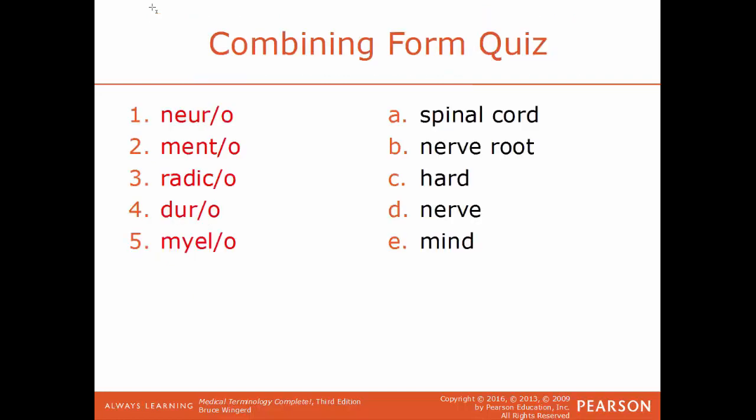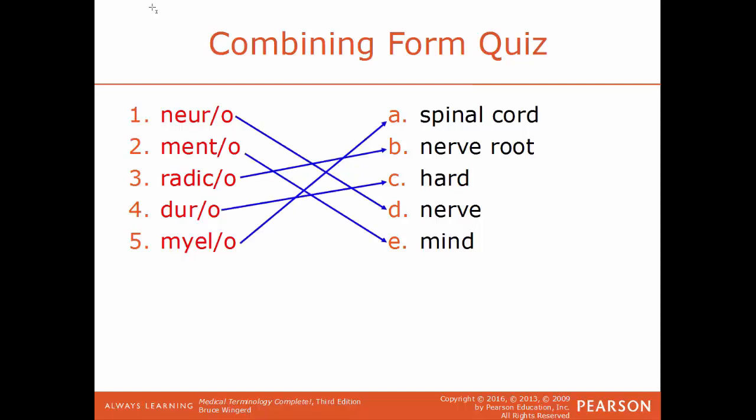Alright, we'll end this chapter with our combining form quiz. Terms on the left: neuro, mento, radico, duro, or myelo. They'll match up to either spinal cord, nerve root, hard, nerve, or mind. First one, neuro, goes to nerve. Mento goes to mind. Radico goes to nerve root. Duro goes to hard. And then myelo goes to the spinal cord. Here are the 5 terms correctly matched to their definitions.